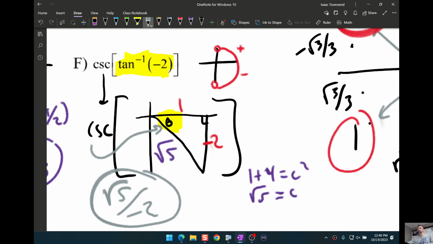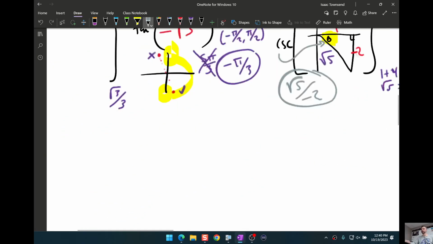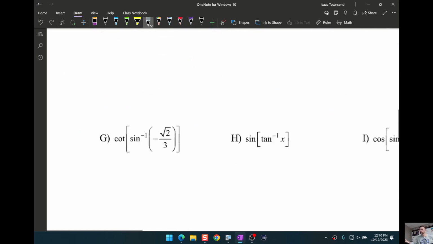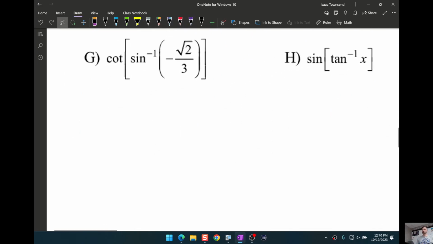Okay, so next question, does negative square root of 2 over 3 sound like a unit circle ratio? Okay, I would say it does sound like one, but it's not actually one, right? Square root of 3 over 2 is on the unit circle. Square root of 2 over 3 is not on the unit circle. So that's not a problem. It just means that we're going to have to sketch a triangle to move forward.